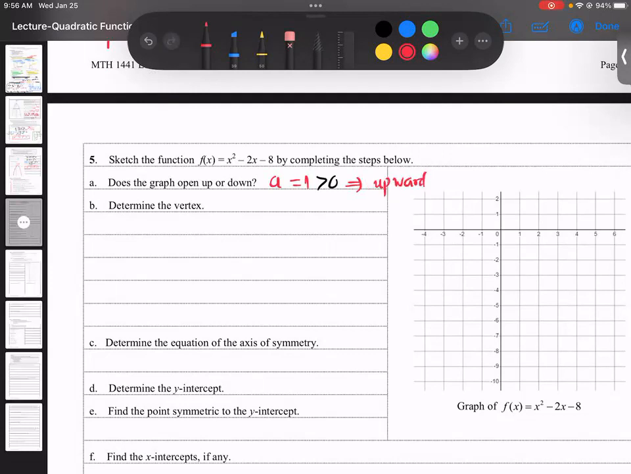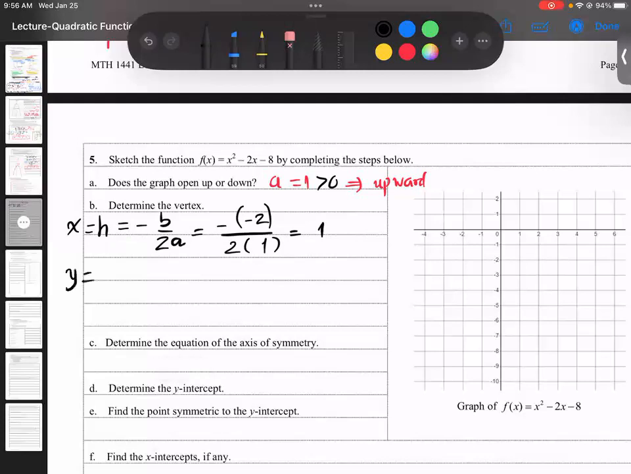Determine the vertex. We use the formula. So x equals negative b over 2a. You gotta remember on your own, it's not a given. b is negative 2, a is 1. 2 divided by 2, that's 1. Instead of x, I'll put h equals that. My habit is just to call it x and y. They just call it h, k because of the vertex formula.